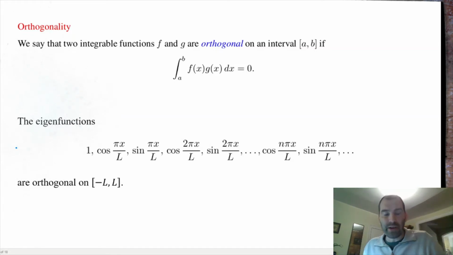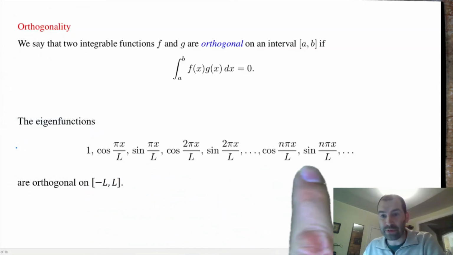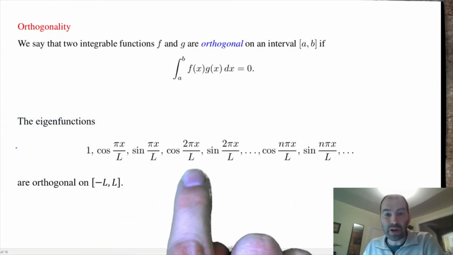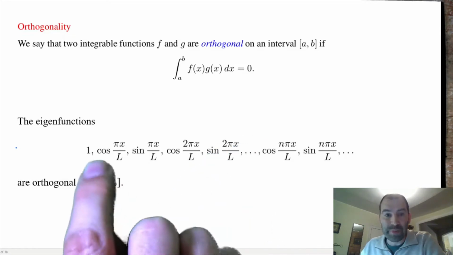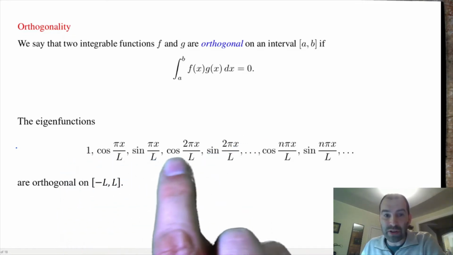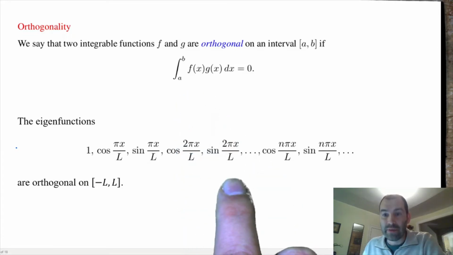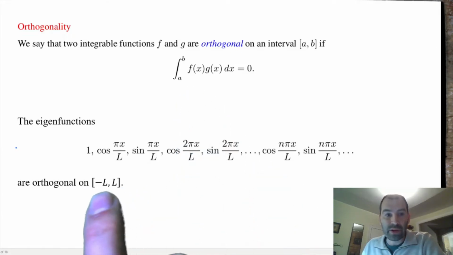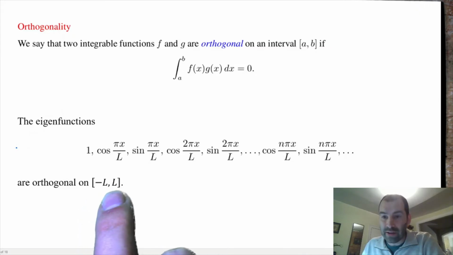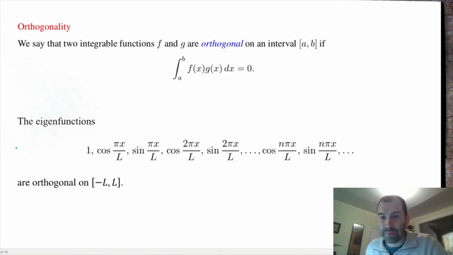And it turns out that the eigenfunctions that we were just looking at, all these different eigenfunctions from those eigenvalue problems, are all orthogonal. So in other words, if you take any one of these and multiply it by any other one of these and integrate on the interval negative L to L, you'll always get 0.